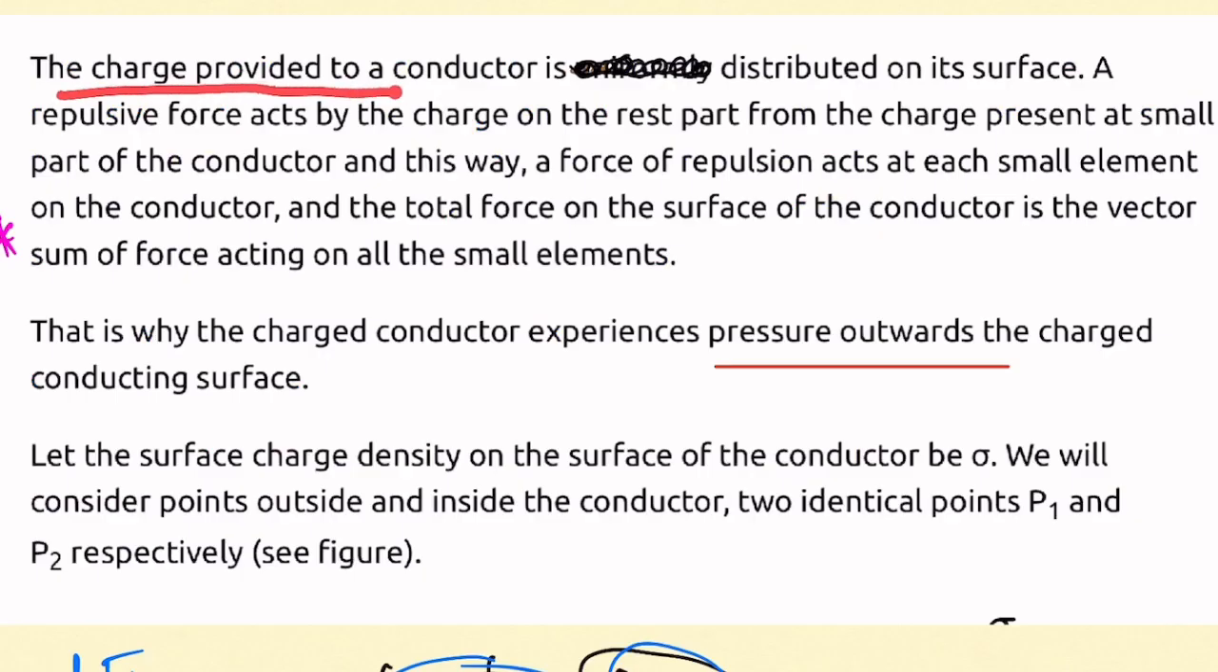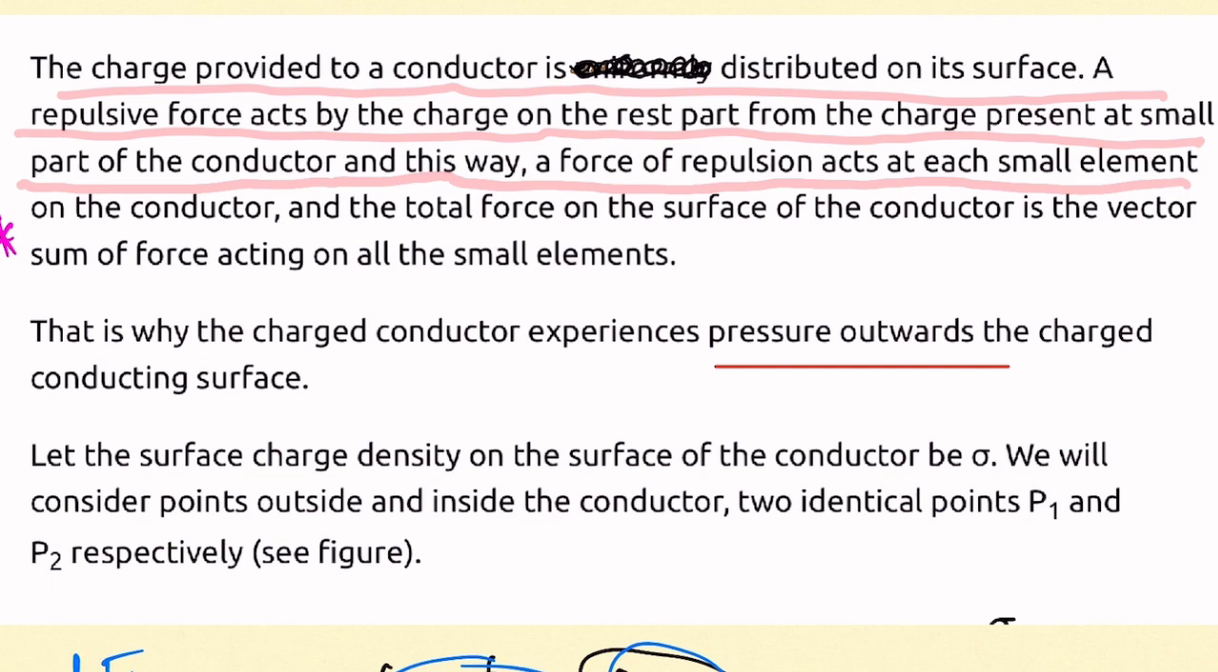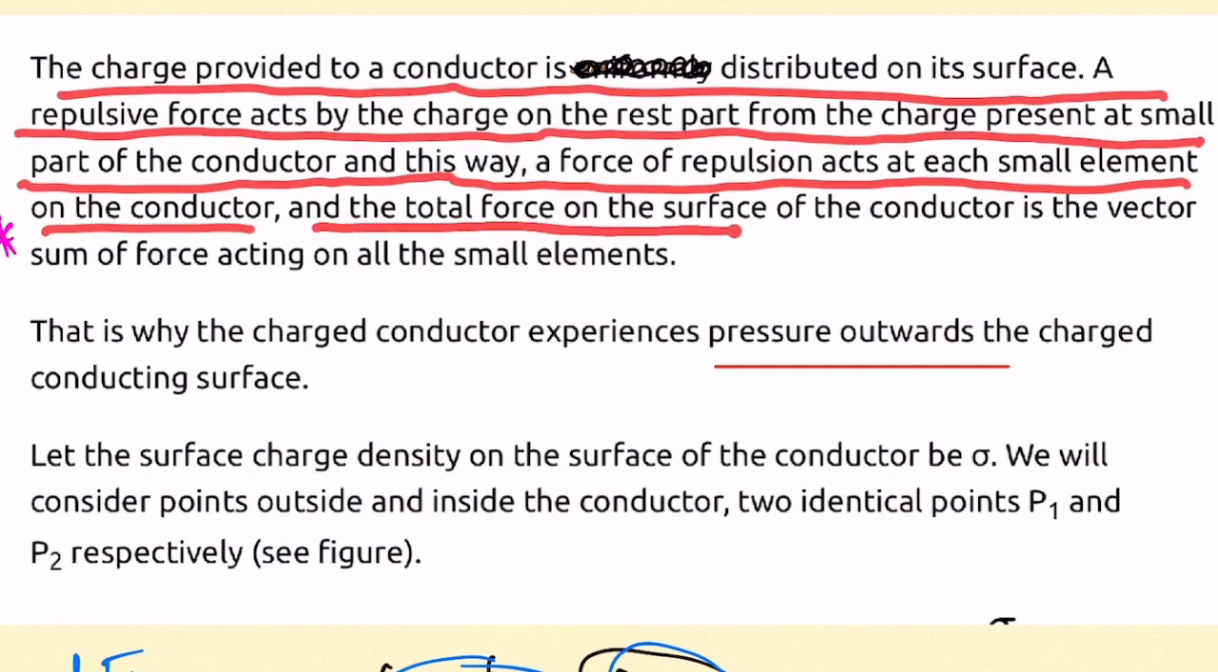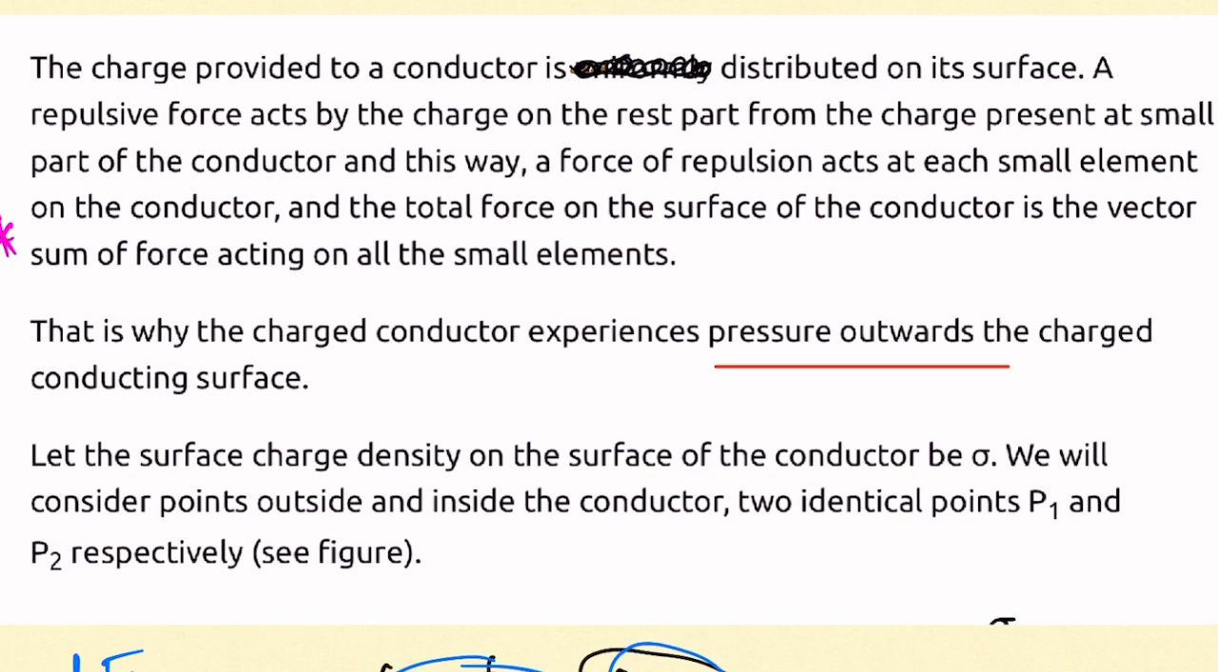Charge provided to the conductor is distributed on its surface. A repulsive force acts by the charge on the rest of the conductor on the charge present at a small part of it, and in this way force of repulsion acts on each small element, and the total force on the surface of the conductor is the vector sum of forces acting on the small elements, right? That is why a charged conductor experiences pressure outward on the charged conducting surface. मतलब प्रेशर एक्ट होगा, एक फोर्स पर यूनिट एरिया.